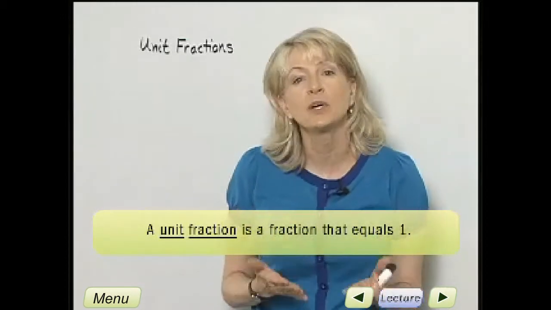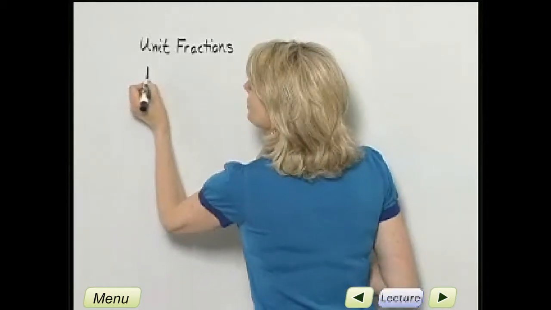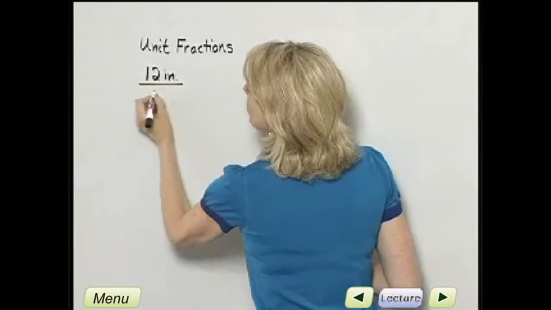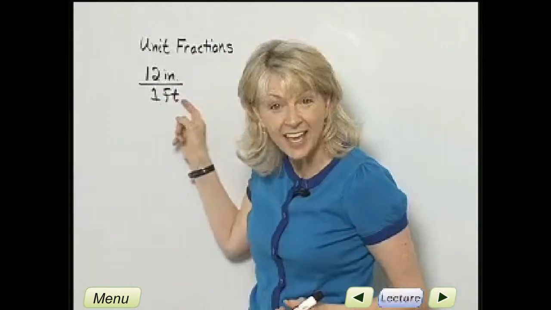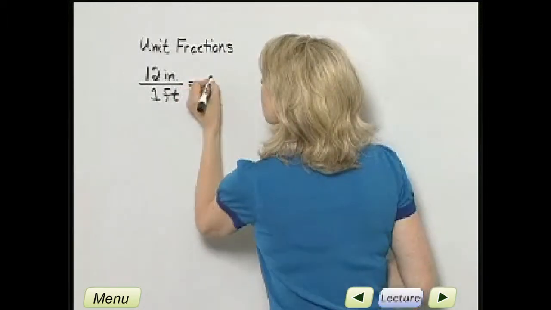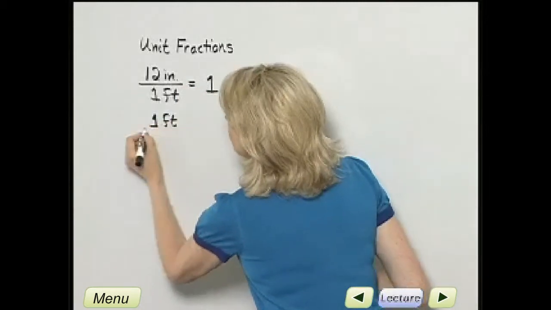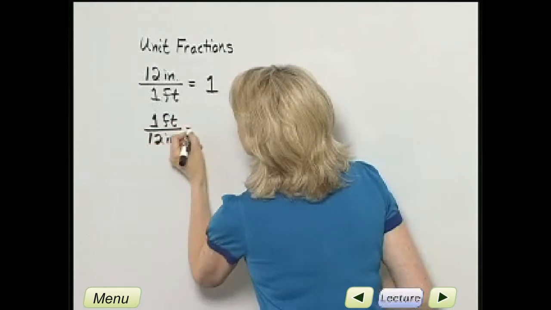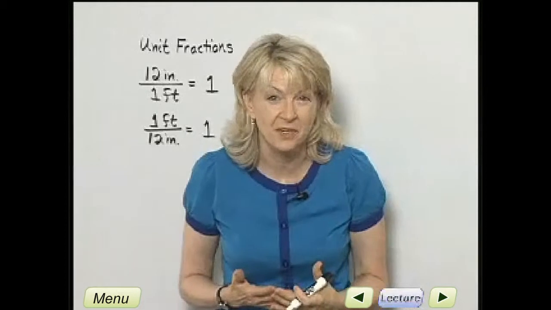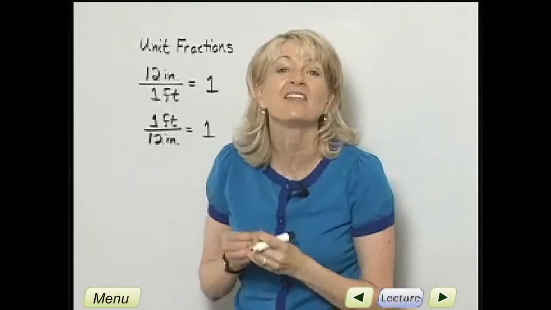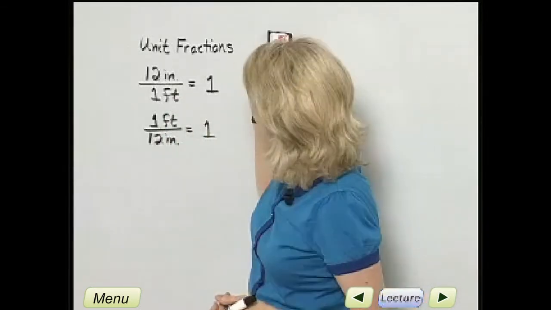Now, a unit fraction is basically a fraction that equals 1. For example, since we know 12 inches equals 1 foot, here's an example of a unit fraction: 12 inches over 1 foot. Well, since 12 inches is the same as 1 foot, this is basically a unit. Now, by the way, I can put 1 foot in the numerator and it makes no difference. This is still a unit fraction, and we'll use unit fractions to help us convert. We'll choose particular unit fractions that help us convert. So this is just a few examples of unit fractions.